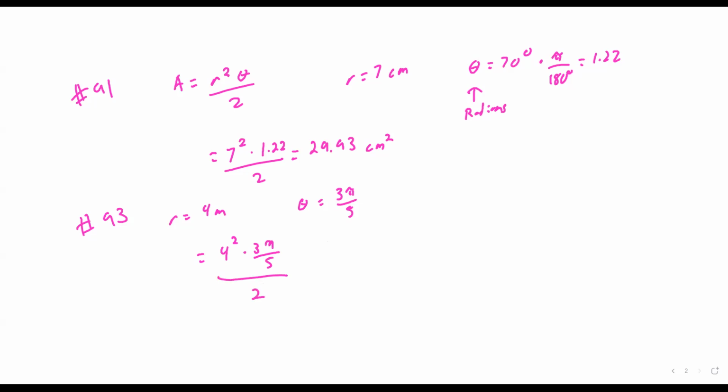And again, to be as accurate as you can, I would probably do 3 divided by 5. Then multiply that to your pi, and then multiply that result by 16, since that's what 4 squared is, and then divide that by 2. So that gives me 15.08. And this again was meters, so this would be meters squared.